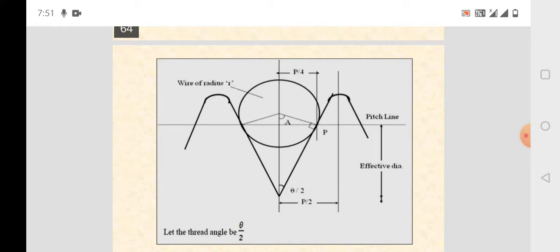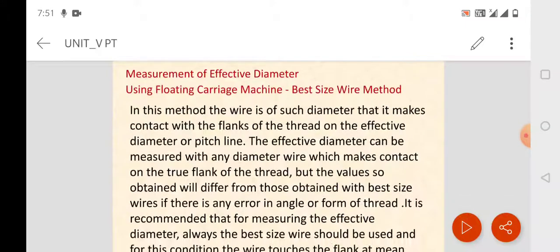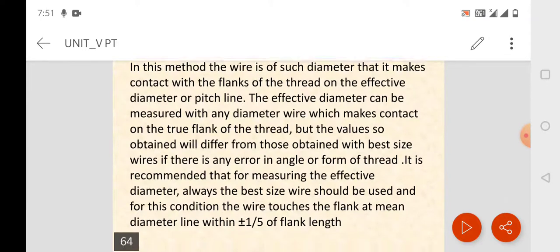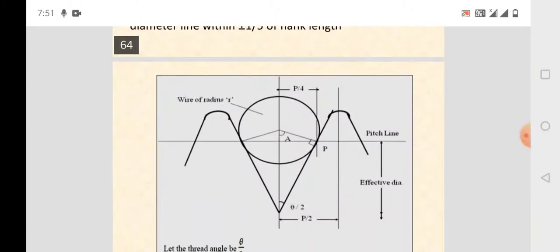In this method the wire is of such diameter that it makes contact with the flank of the thread on the effective diameter or pitch line. So that is how we can measure the effective diameter in the best way, with the help of the best wire method. The best wire is the wire which, when we insert it, touches the effective diameter line, also called the pitch line.